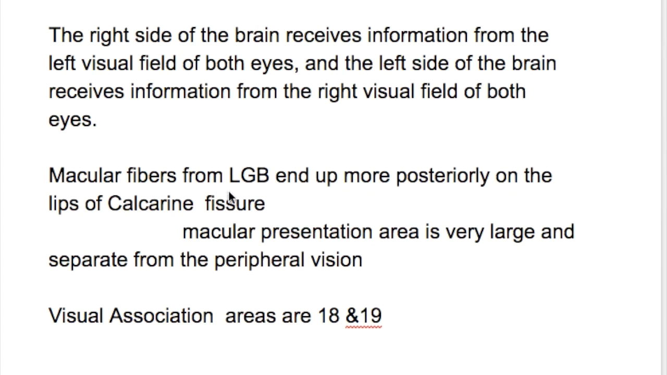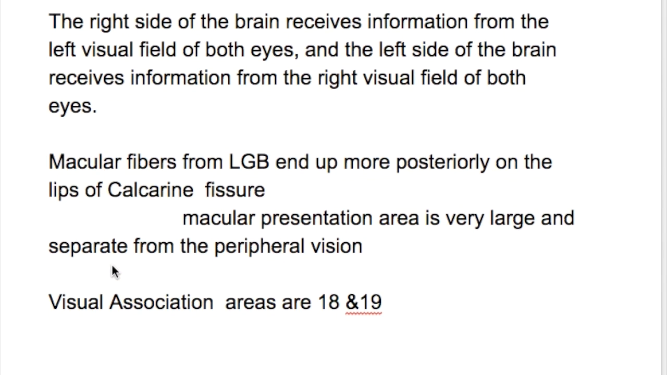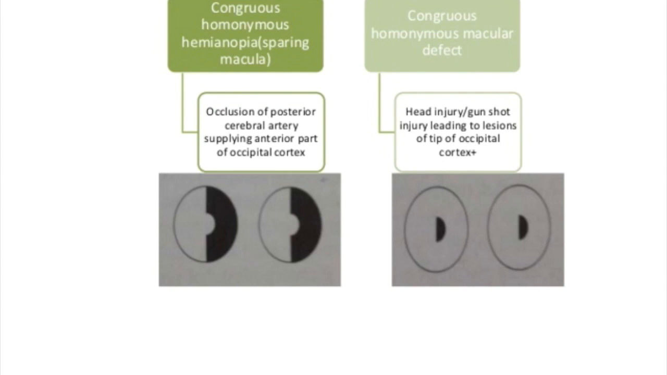The macular fibers from the lateral geniculate body end more posteriorly on the lips of the calcarine fissure. The macular representation area is very large and separate from the peripheral. Blood supply of the occipital cortex is by the posterior cerebral artery and branches of the middle cerebral artery. Occlusion of the posterior cerebral artery produces homonymous hemianopsia with sparing of the macular area.